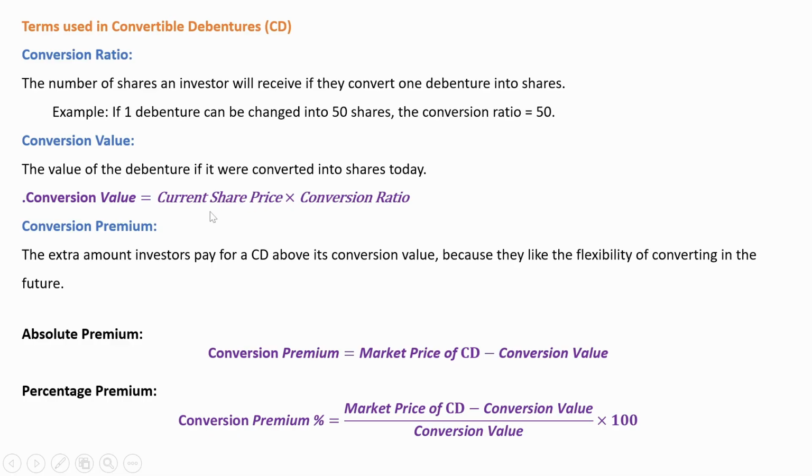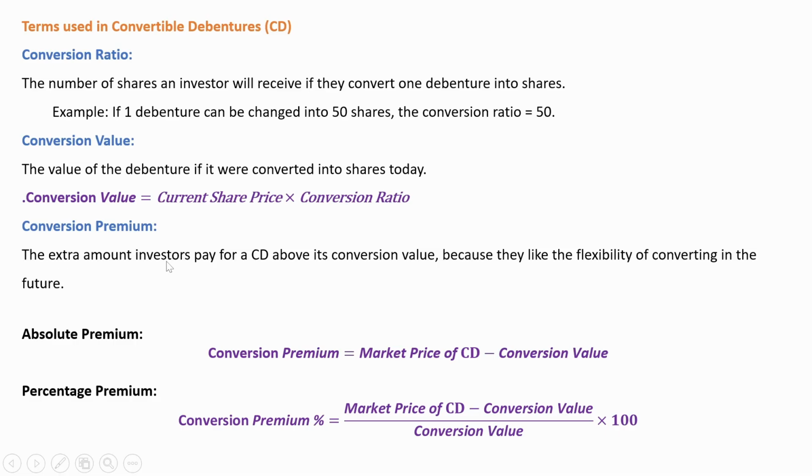Let's say you will be converting after 5 years, then you will use the expected share price after 5 years. So conversion value, therefore, should be the share price as at the time when conversion takes place, multiplied by the conversion ratio. The third term is conversion premium. So what is conversion premium?